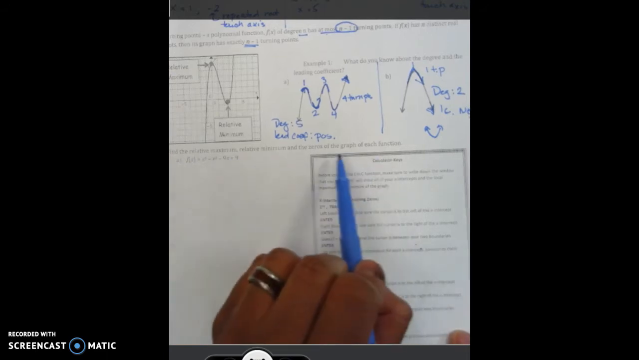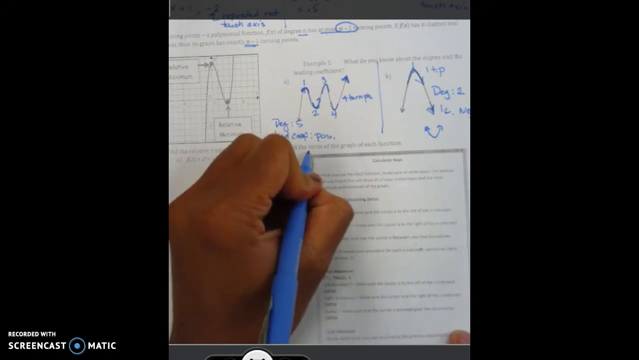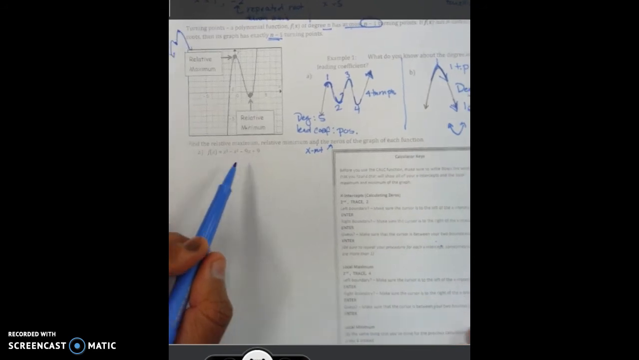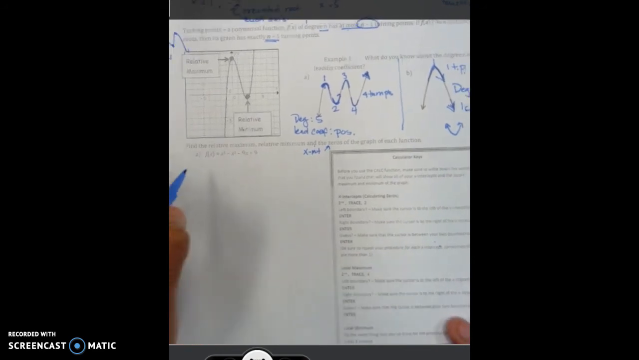So what we're going to do here on your wonderful handy dandy calculators, so grab those if you haven't already, find the relative maximum, relative minimum, and the zeros of the graph of the function. So the zeros, remember, are the same thing as my x-intercepts. And then everything else is going to be kind of the same. So here's your equation, f of x equals x cubed minus x squared minus 9x plus 9.